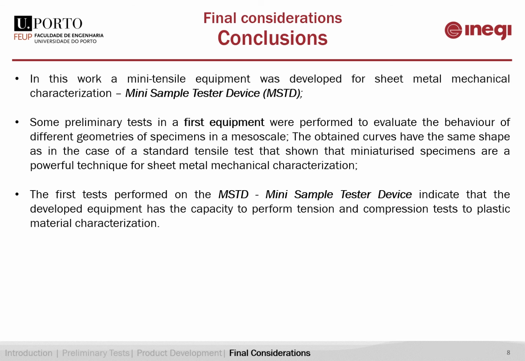Then, having in consideration these preliminary tests, the mini sample tester device was developed with a maximum capacity of 2.5 kilonewtons. This equipment is capable of testing specimens in tension, but also in compression loadings. Finally, some cycle tests were performed in the new equipment to evaluate the potentiality of the mini sample tester device. The results obtained were very satisfying because it was possible to reach plastic strain both in compression and tension.